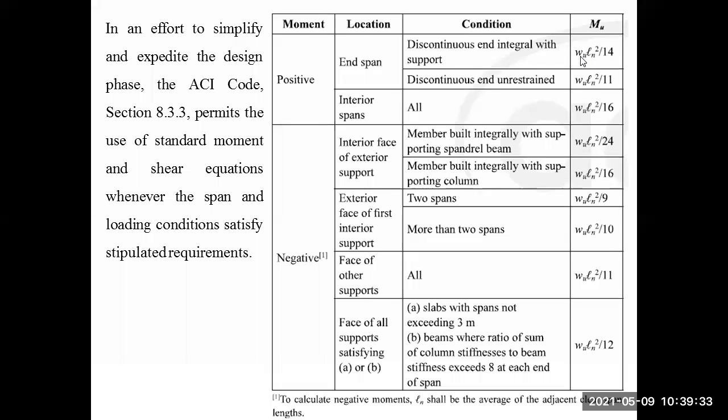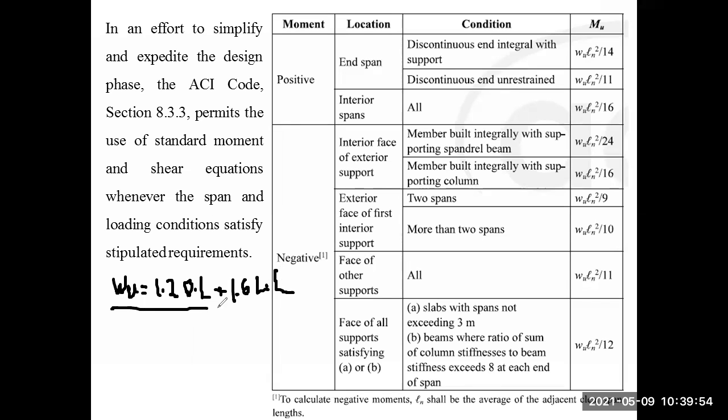W is the ultimate load, which means W is equal to the factored dead load, which is 1.2 times dead load, added to 1.6 times the live load.